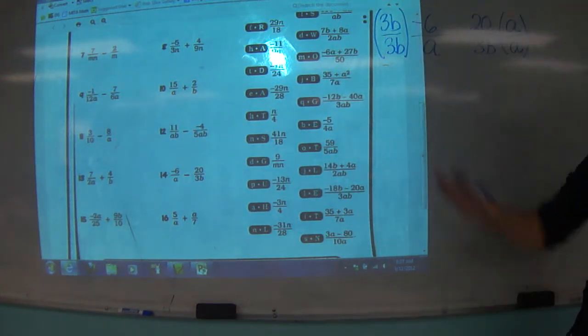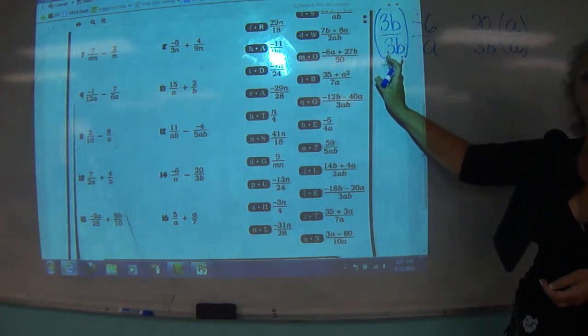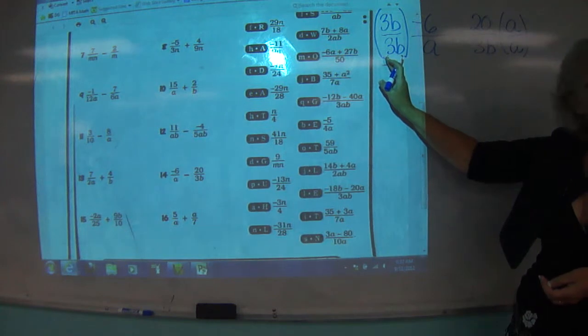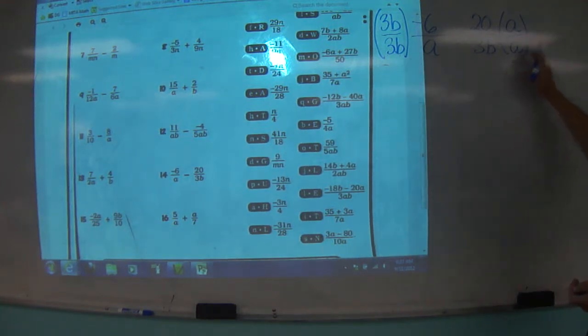Does everybody understand that 3B over 3B is the same as 1? Regardless of what B is. We don't know what B is, nor do we really care a whole lot. This side is A over A.